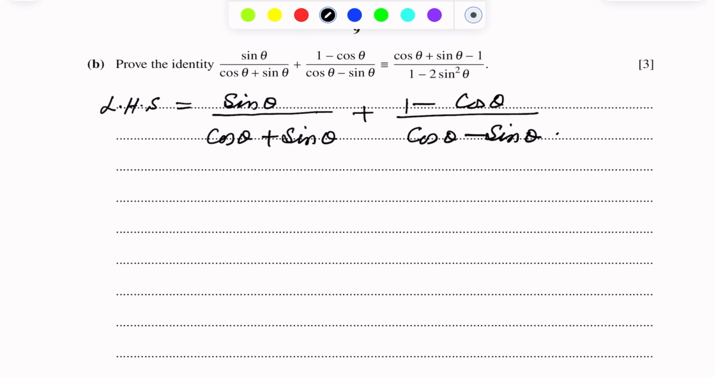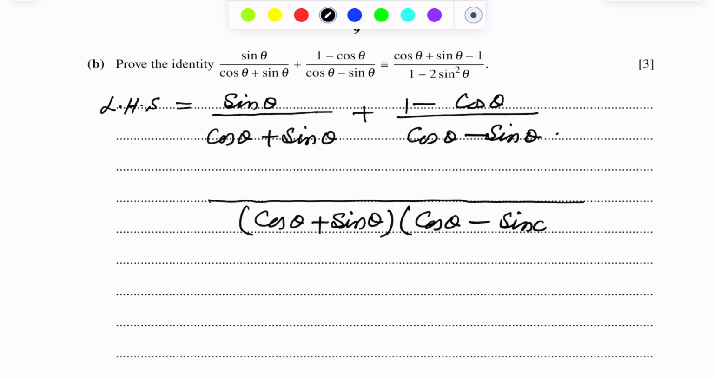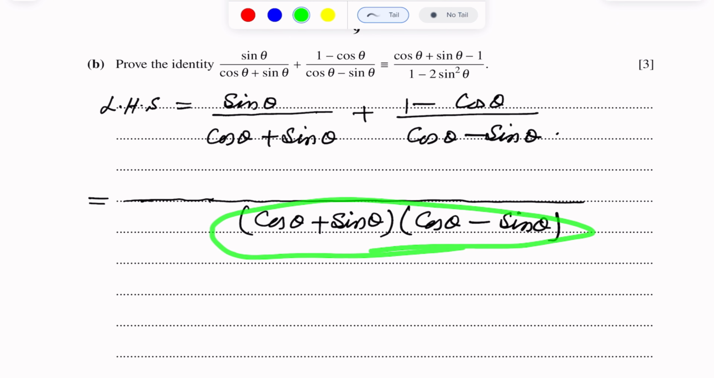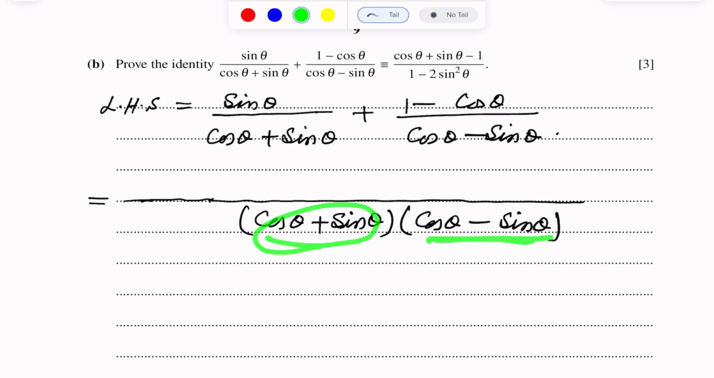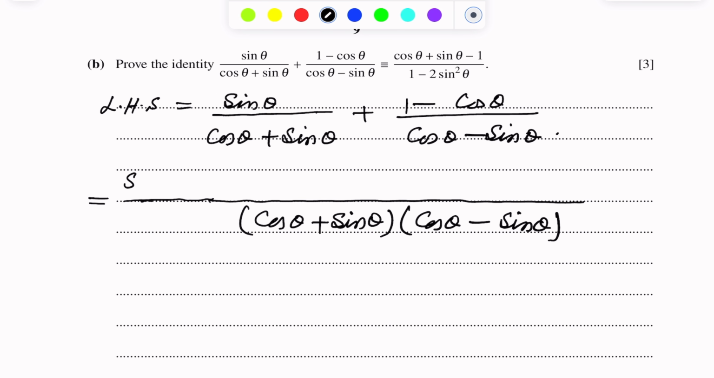So we use the LCM process, taking the LCM. The LCM of both these factors is cos theta plus sin theta into cos theta minus sin theta. Dividing the LCM by the factor cos theta plus sin theta, this will be cancelled, and only cos theta minus sin theta remains. We multiply it by sin theta, so we get sin theta into cos theta minus sin theta.